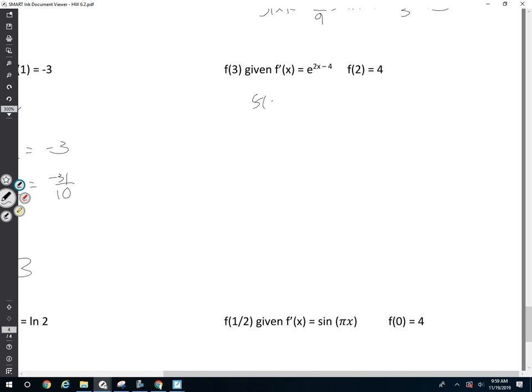F. 1/2 e to the 2x minus 4. It's e to the 2x minus 4, but you need the 1/2, the reciprocal of the coefficient of x. Plus a c, f of 2 is 4. So 8/2 minus a half is 7/2. F of x is 1/2 e to the 2x minus 4 plus 7/2.